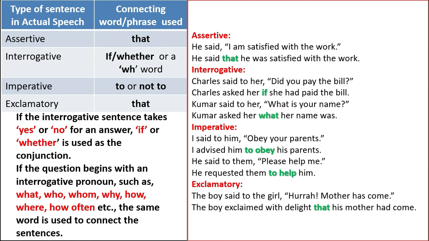Okay, now imperative sentences. These sentences begin with verb 1. So we usually use to with positive ones and then not to with negative ones. I said to him, "Obey your parents." I advised him to obey his parents. See, to and V1, the present form of the verb obey, is used.